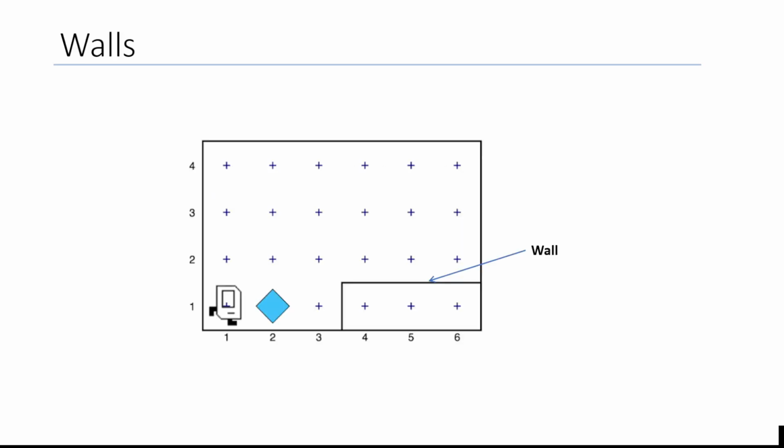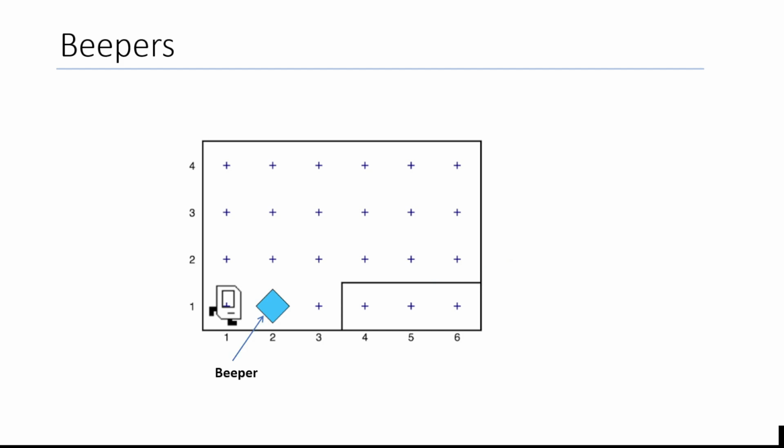There are walls in the world. Karel can't walk through the walls. There are objects called beepers. Karel has an infinite supply of these beepers. It can put down beepers in the world or pick them up.